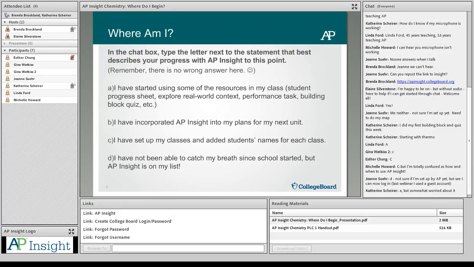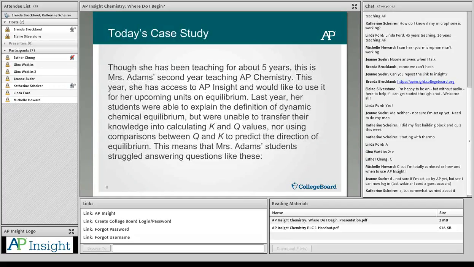All right, so it looks like we have a good mix. We've got some people at A's, they've gotten really a good handle on it, some people with C's, and some people also with D's. So that's exactly what we're thinking, and again, we're going to use this to help everybody feel more comfortable with it.